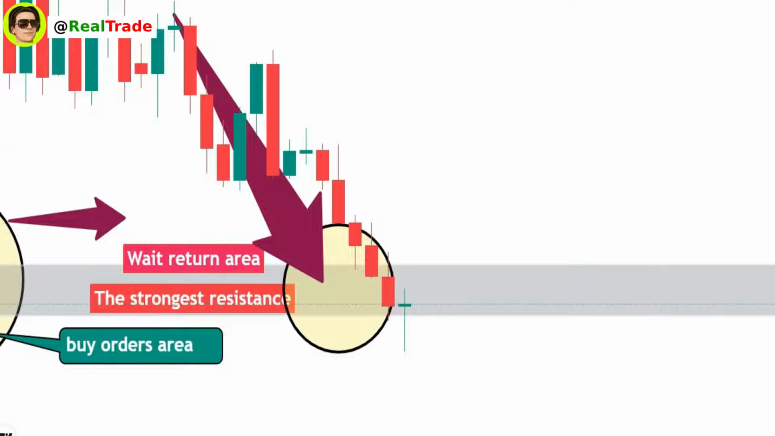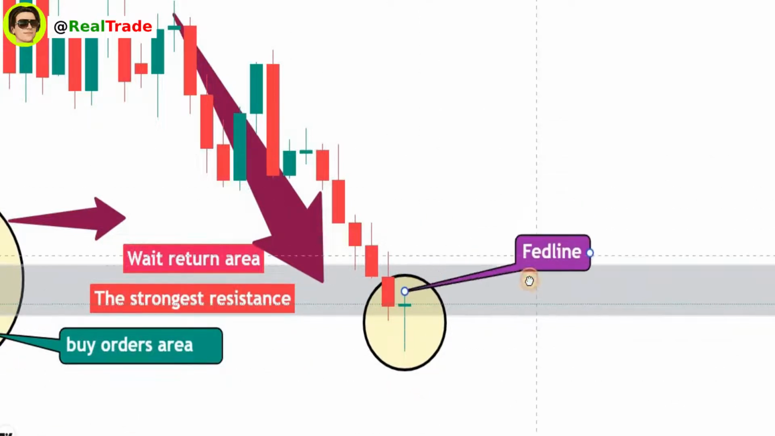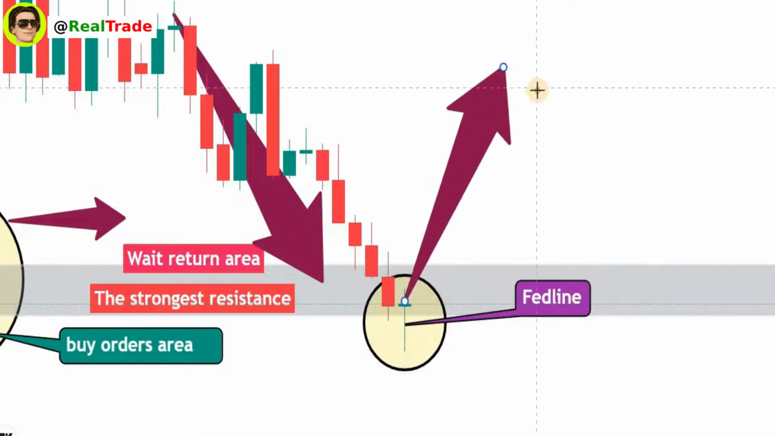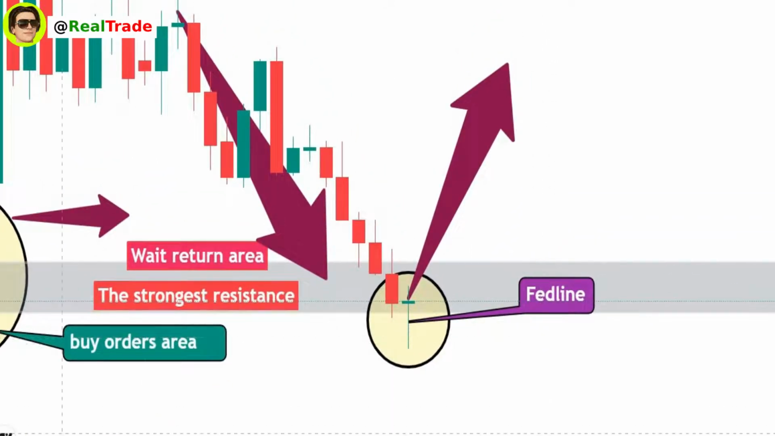Next candle. Yes. This candle, green candle is Fed line candle. This candle is a return price. This candle is Fed line. Fed line is very important. Fed line on the zone is very important. I think return price go buy.